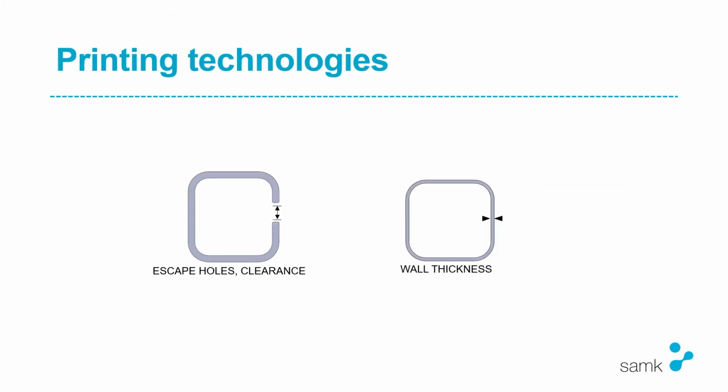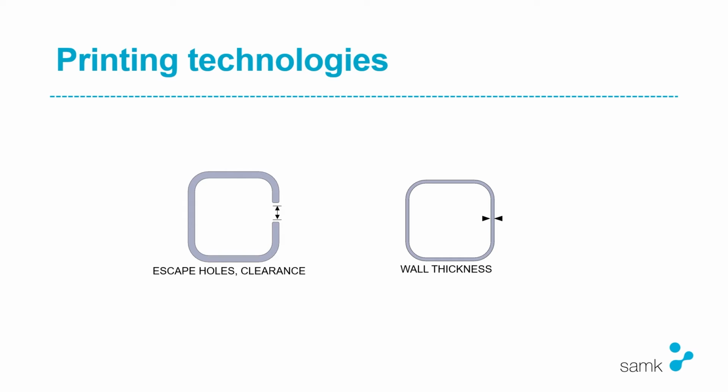So what about escape holes or clearance? Some 3D printing technologies require escape holes. For example, SLS. If you create a part that should be full, but you want a cavity inside, or you want it to be a shell, you need to create an escape hole for the powder to get out, so you can push it out from the print when it's finished.